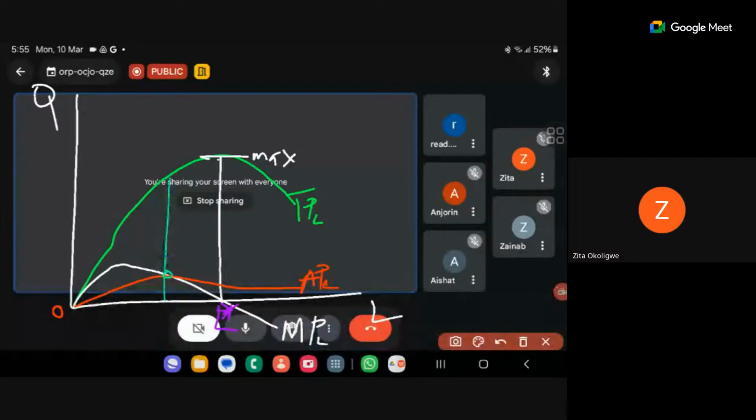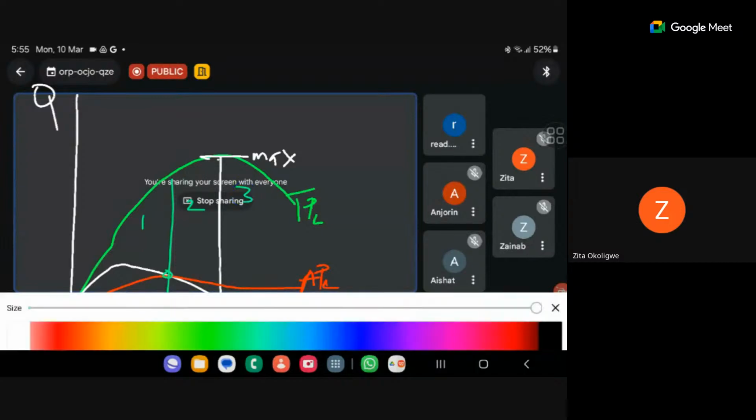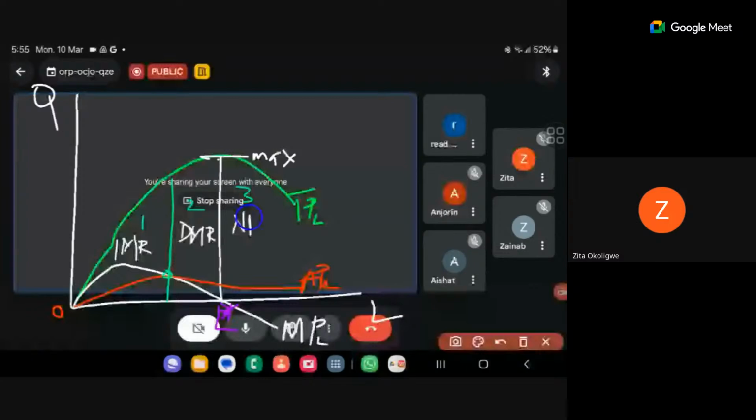So hold on. It's not straight. This will be our stage one, stage two, and stage three. What did I call stage one in the short form? Stage one is the IMR, increasing marginal returns. Stage two is the DMR, diminishing marginal returns. Are you guys following?